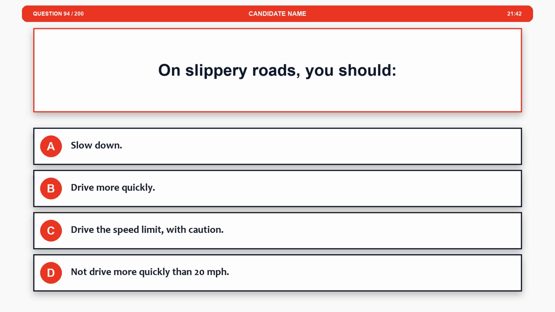Question 94. On slippery roads, you should Option A, slow down. Option B, drive more quickly. Option C, drive the speed limit with caution. Option D, not drive more quickly than 20 miles per hour.